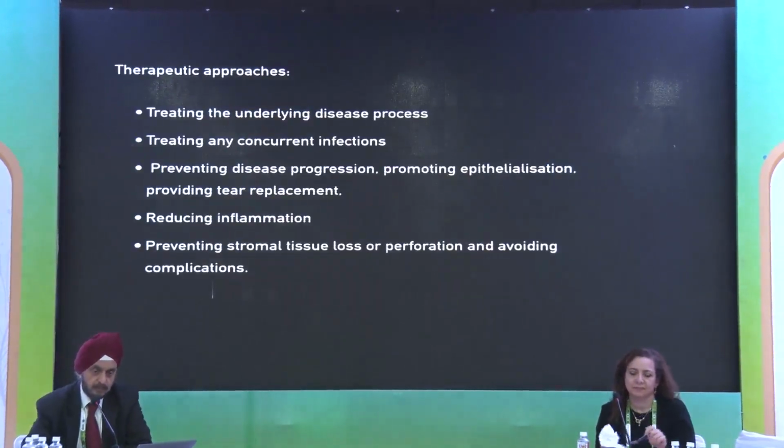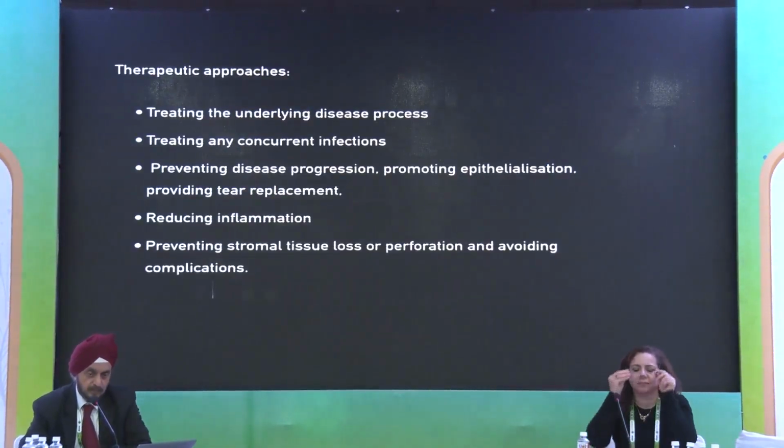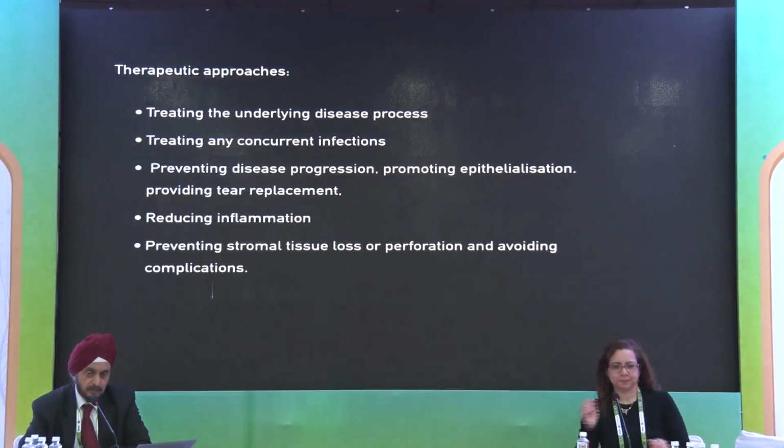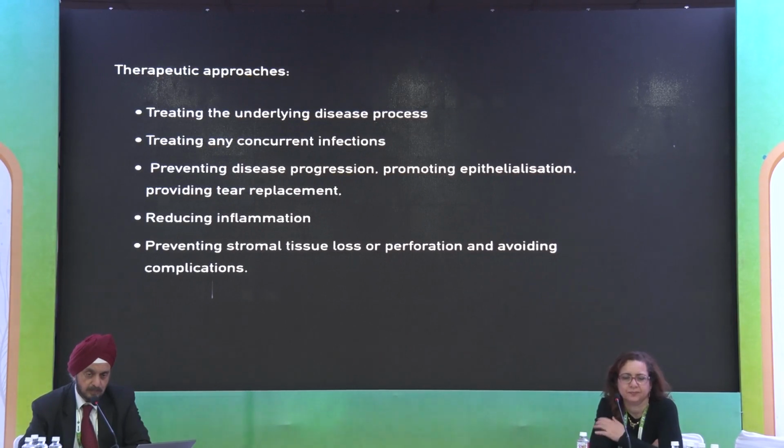The therapeutic approaches are guided towards treating the underlying disease process, then treating any concurrent infections or inflammation which is not allowing the epithelium to heal, also preventing the disease progression by promoting the epithelialization of the defect, and providing tear substitutes. And lastly, prevention of stromal tissue loss or any kind of perforation and avoiding further complications of neurotrophic keratitis or keratopathy.